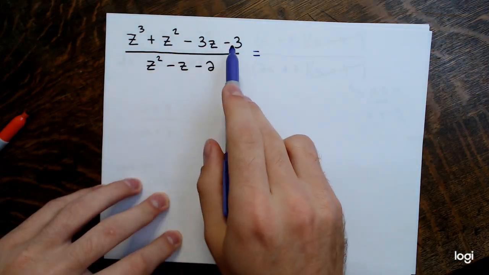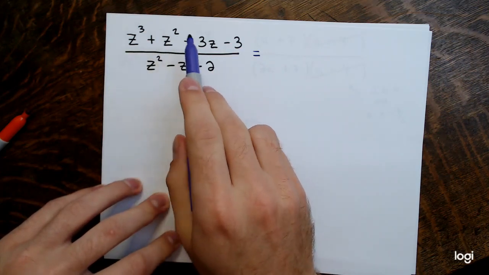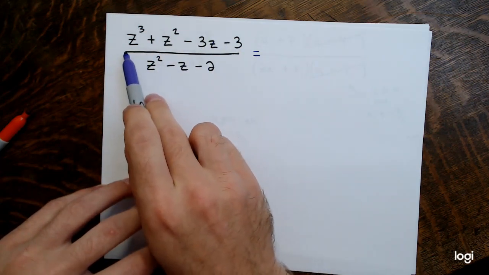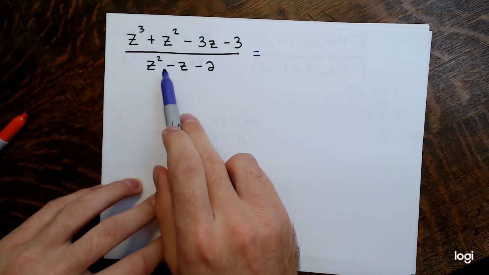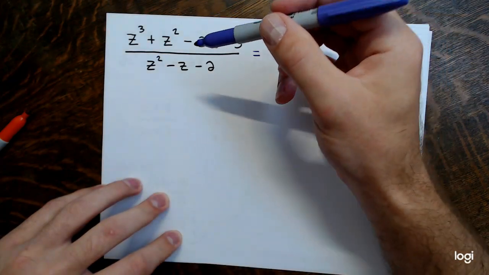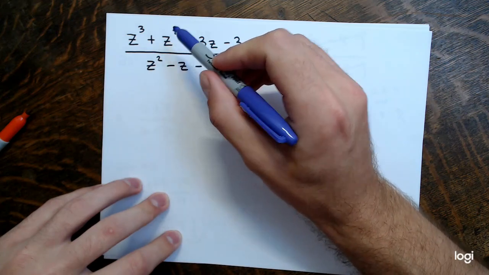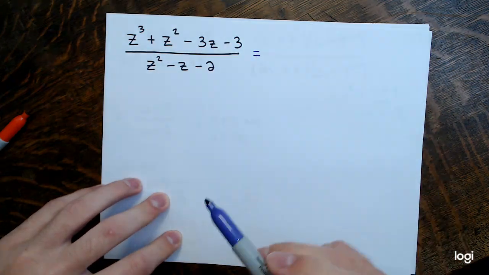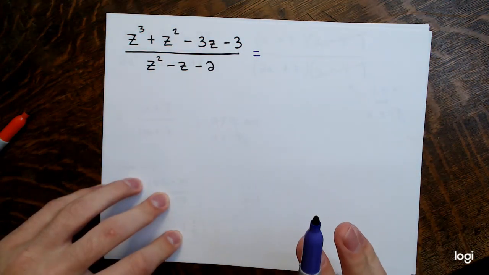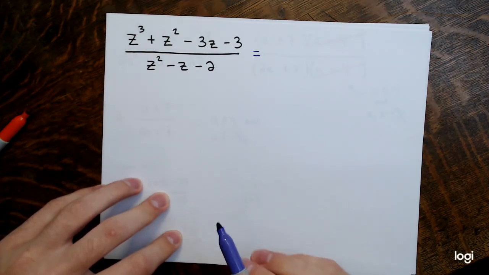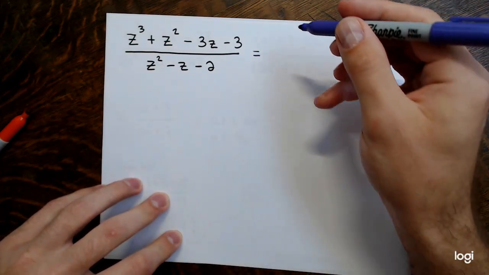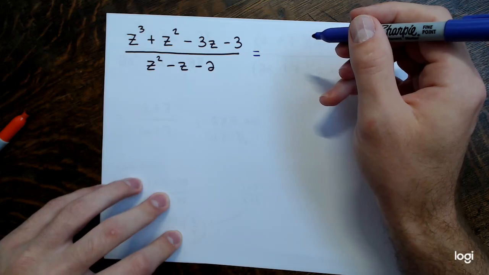So again, I'm trying to simplify z cubed plus z squared minus 3z minus 3, all that in the numerator, divided by z squared minus z minus 2. And please do not cancel these z squares. Do not cancel the z's. They are not factors, they are terms.